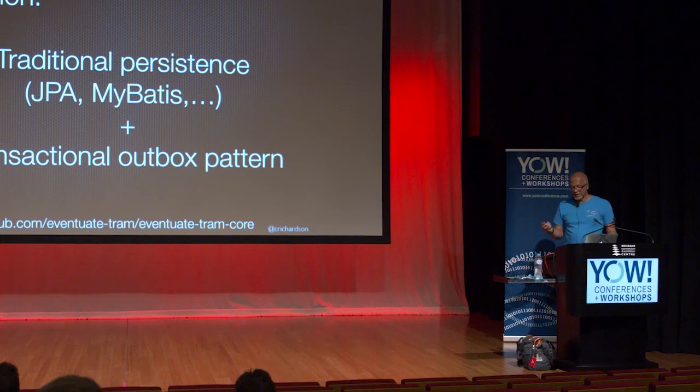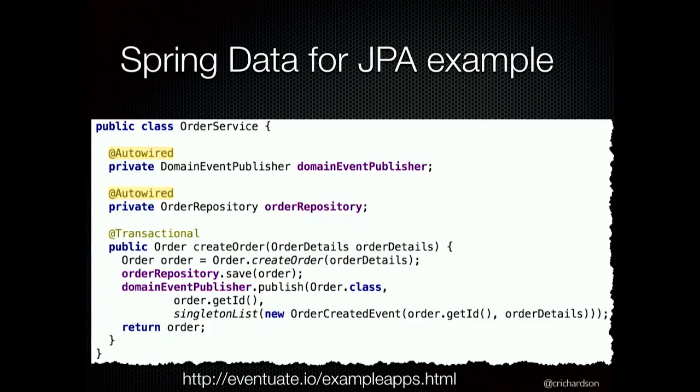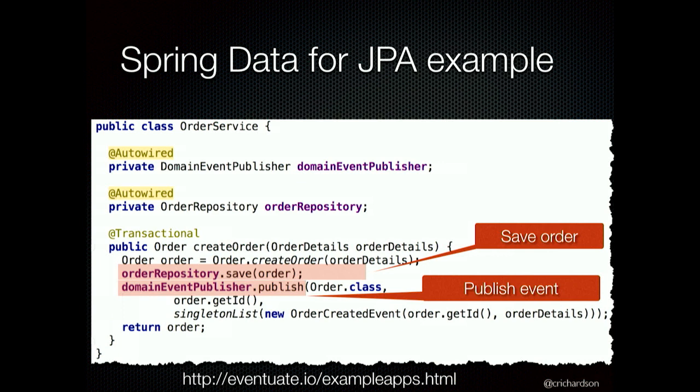The other option is simply to use traditional persistence. When you migrate to a microservice architecture, you can just use your traditional persistence framework. In the Java world, that's JPA, Hibernate, and so on. But then, in order to get the atomicity of messaging, you have to use the transactional outbox pattern. What that means is you write normal code like this that saves, in this case, the order in the database, and then publishes the domain event.